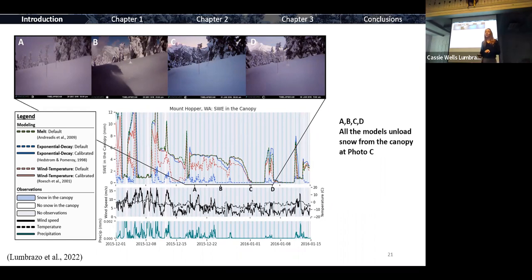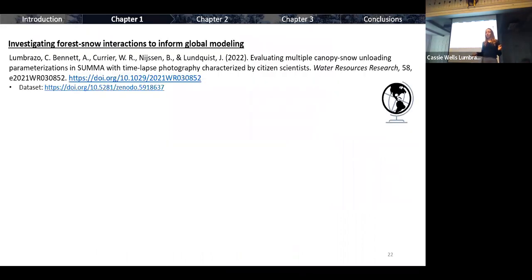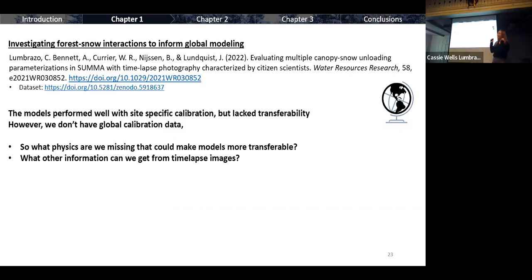So this is a complicated problem, but we tried to essentially summarize this into saying that our models aren't capturing everything, but some of them, if they're calibrated locally, do a pretty good job. But really the issue here is that we don't have global calibration data. So we don't really know everywhere exactly what parameter values you should be using. So this got us curious. What we started looking at was actually what physics are missing in our models that we can include so that you don't have to calibrate locally, so that our models can be more transferable.